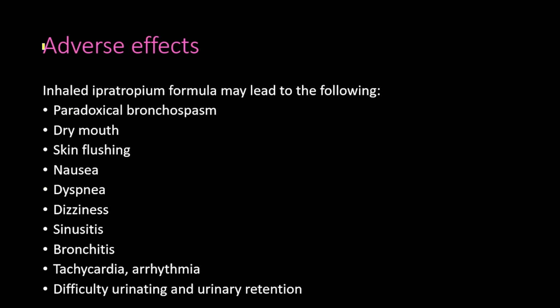Now let's talk about the adverse effects of the inhaled Ipratropium. So it may lead to paradoxical bronchospasm, as we mentioned, and it may lead to dry mouth, which is due to the anti-muscarinic effect of the medication. It also may lead to skin flushing, nausea, dyspnea, dizziness, sinusitis, bronchitis, and tachycardia or arrhythmia, also because of the anti-muscarinic action, and difficulty urinating and urinary retention.